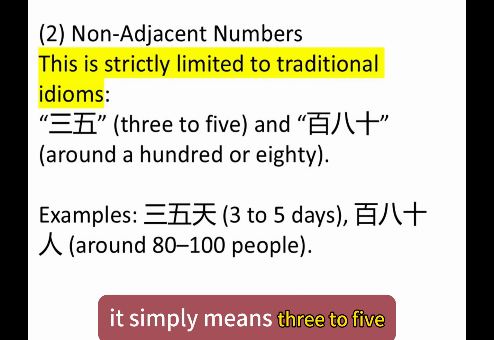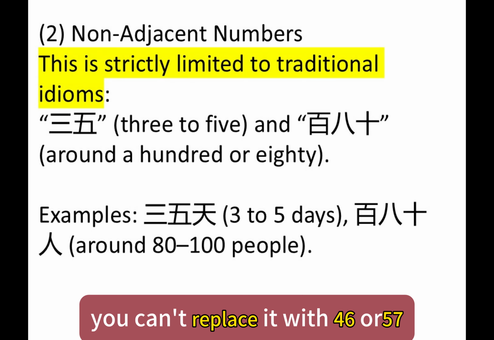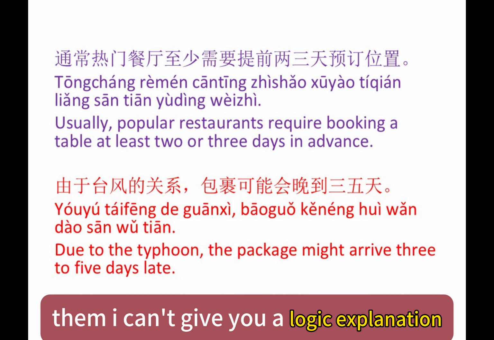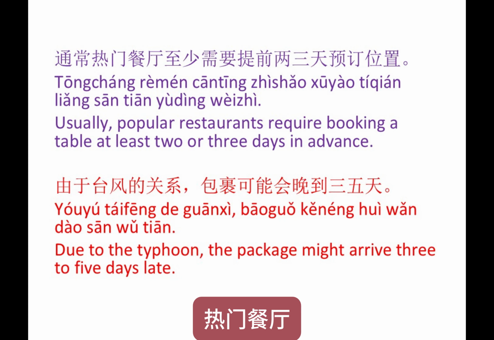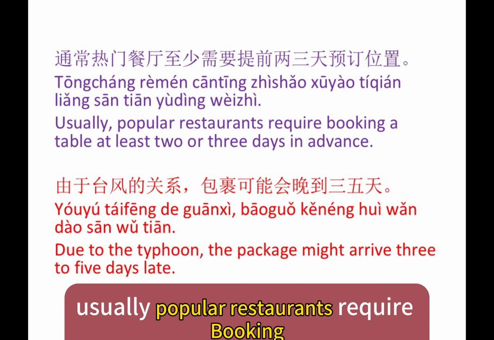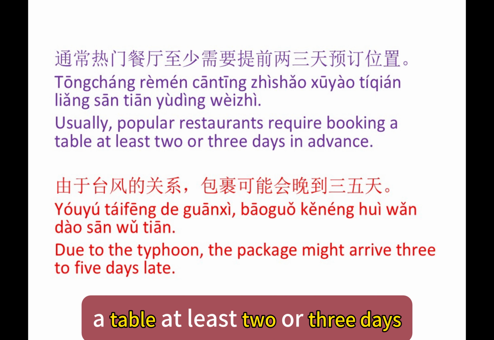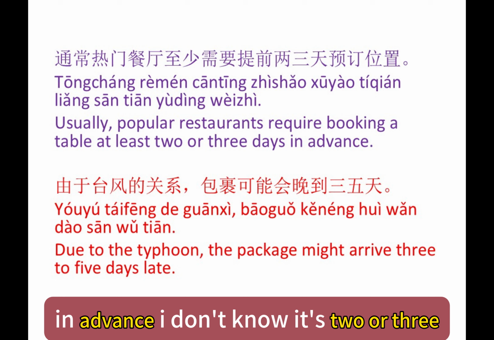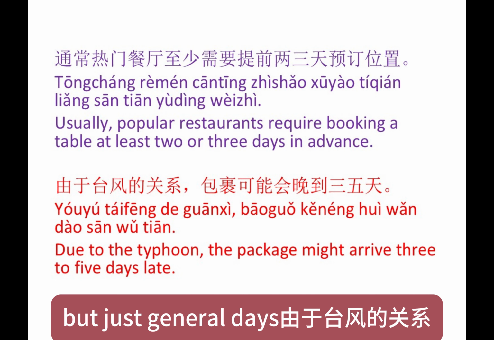It simply means 3 to 5. You can't replace it with 6 or 5、7. Just memorize them. I can't give you a logical explanation. For example, 通常热门餐厅至少需要提前2、3天来预定位置。Usually popular restaurants require booking a table at least 2 or 3 days in advance. I don't know if it's 2 or 3, but just general days.